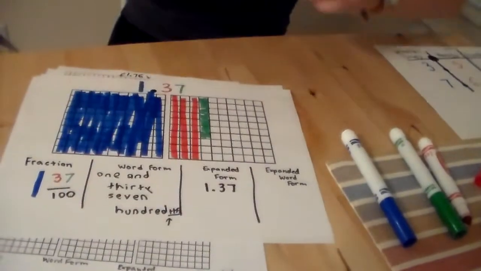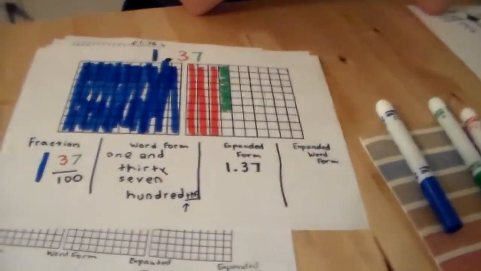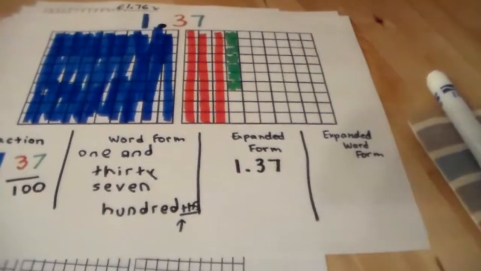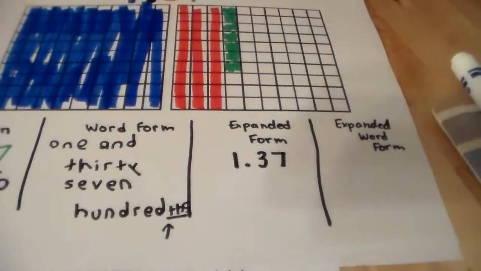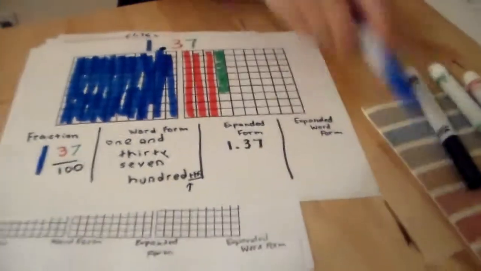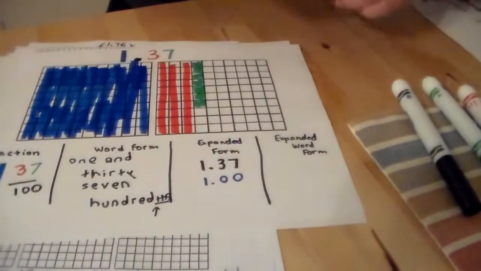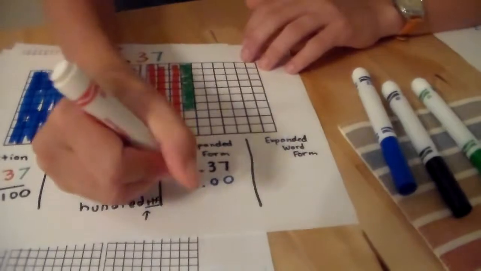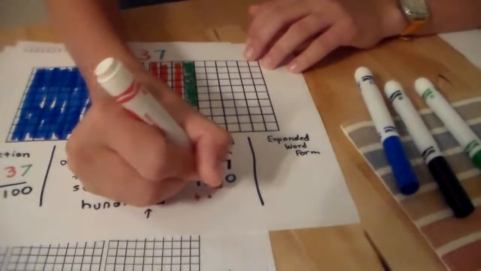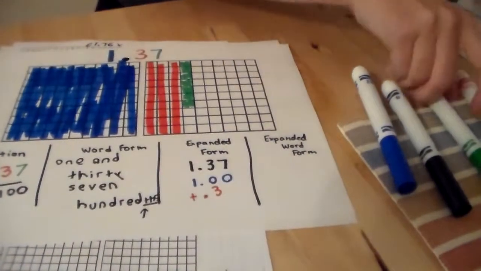1.37. This is the spot that we're really focusing on, friends, because almost all of my children had this question wrong on their test, okay? 1.37. I'm going to first write 1 like my $1. That's my 1 whole. Now I'm going to write plus 1.3. Those are my 3/10.